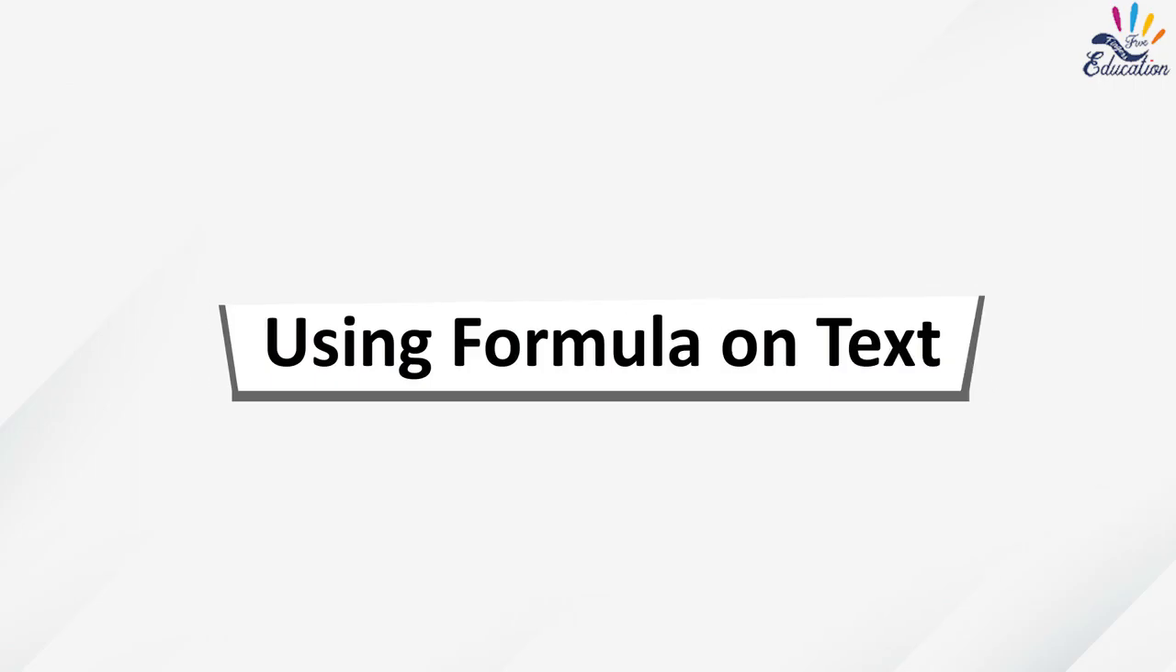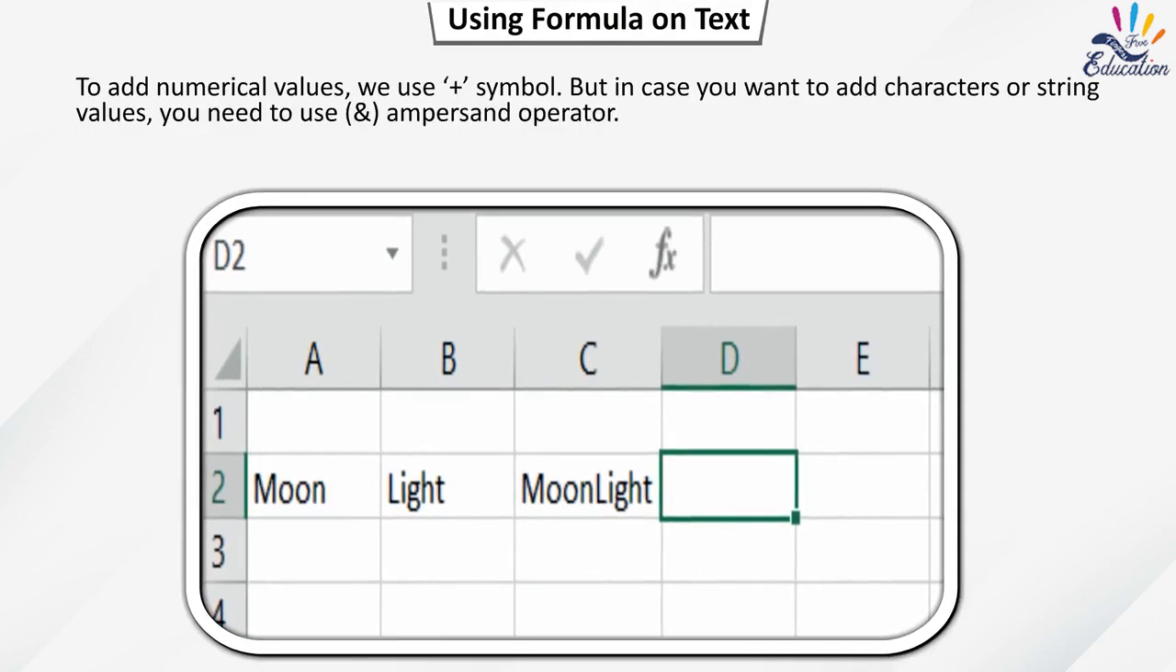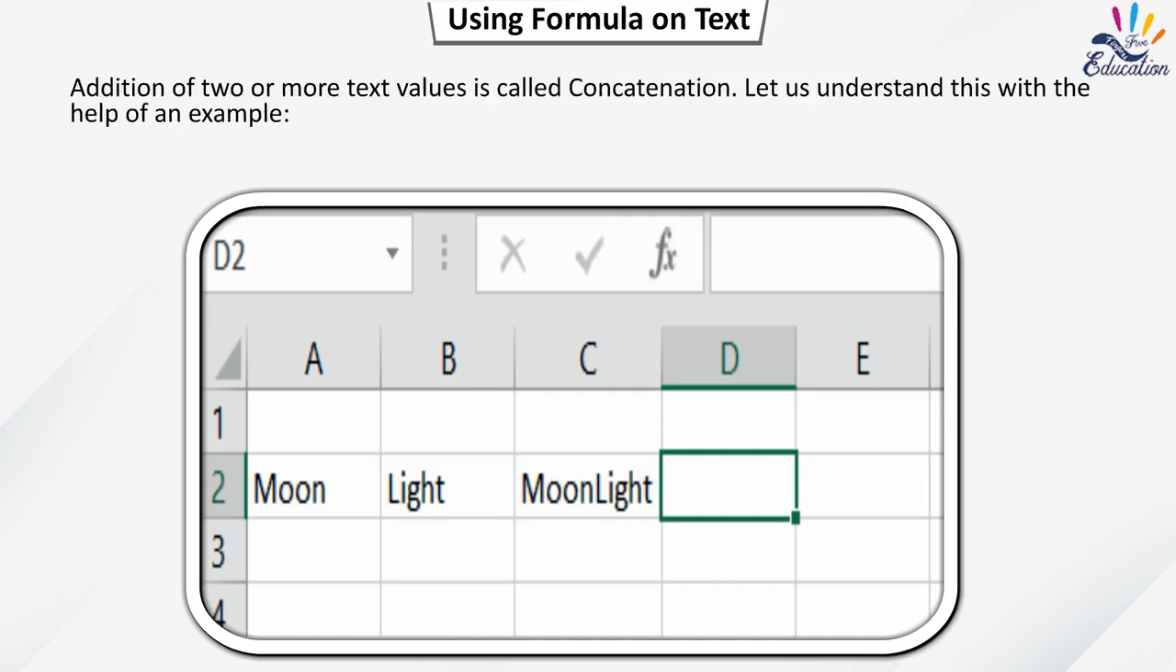Using formula on text. To add numerical values, we use the plus symbol. But in case you want to add characters or string values, you need to use the ampersand operator. Addition of two or more text values is called concatenation.